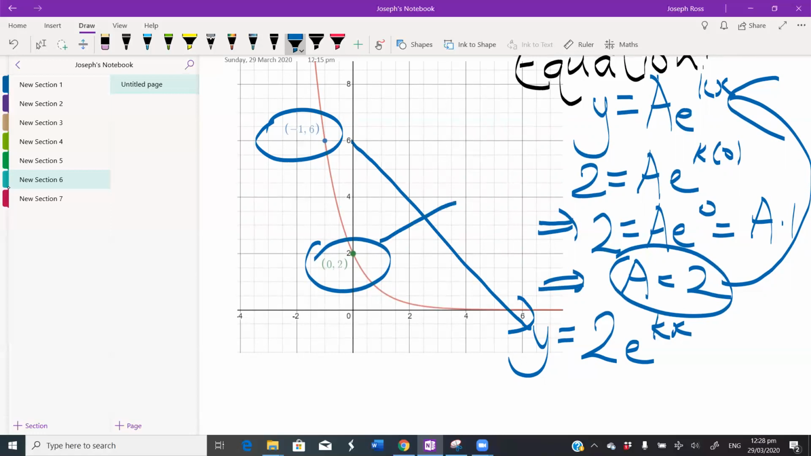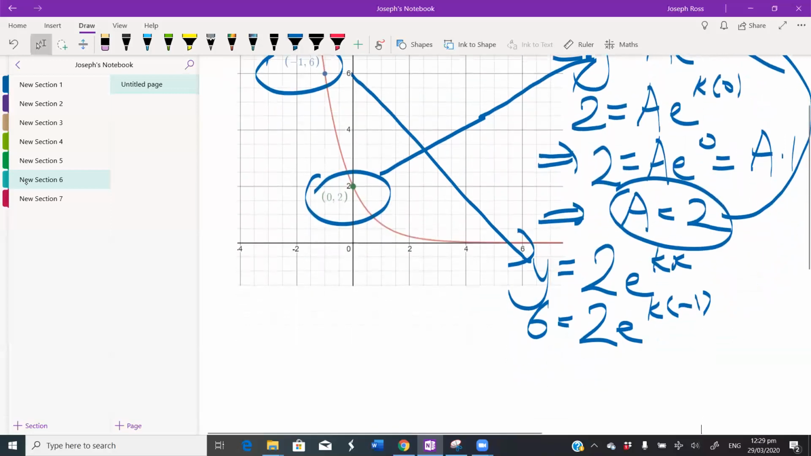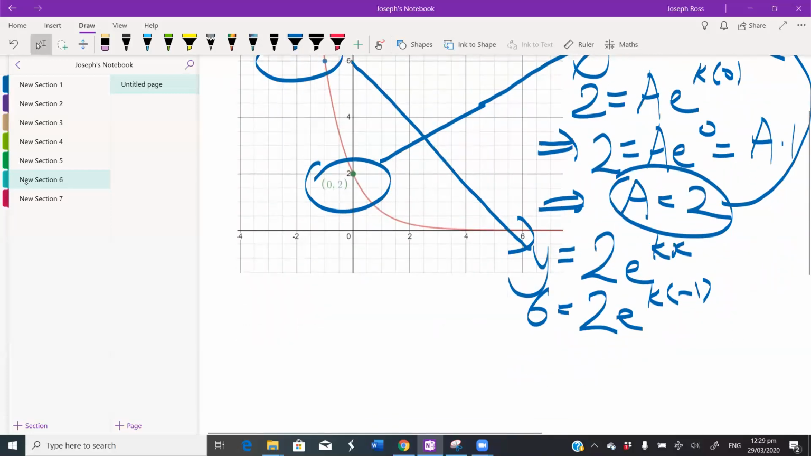We substituted a equals 2 into y equals ae to the kx originally. And if we do that, what we're going to end up with is y, which is 6, equals a, which is 2, e to the k multiplied by -1. And we need to solve that for k. So logarithms are going to come into play here. First thing to do would be to divide through by 2. If we divide that equation by 2, we get 3 equals e to the k times -1, which is just -k.